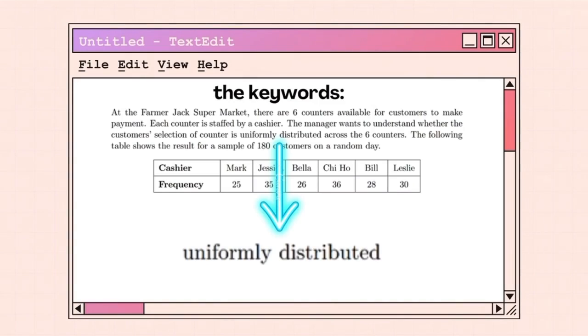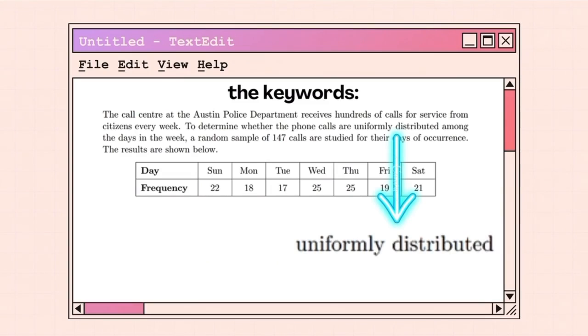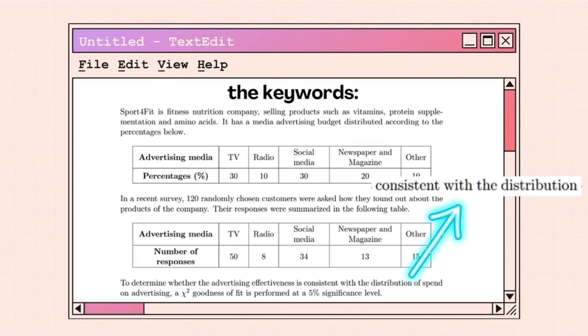When answering questions and identifying whether to use the chi-squared goodness of fit test, there are certain keywords that we should look out for. First and foremost is the keyword "uniformly distributed". Here are some examples. Secondly, another keyword is "consistent with the distribution".